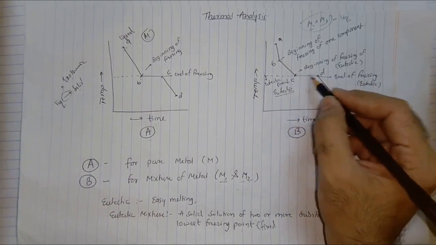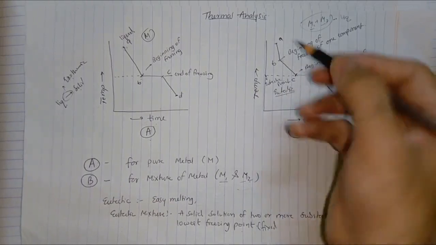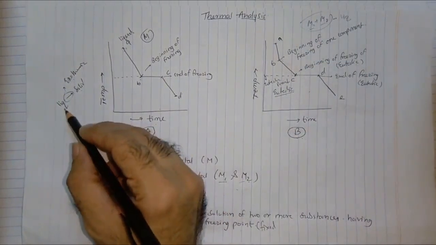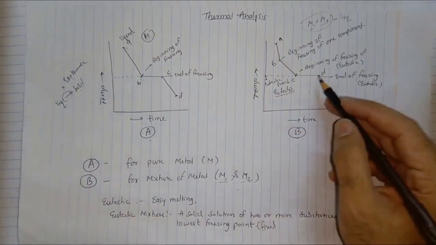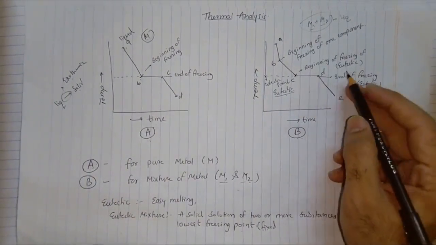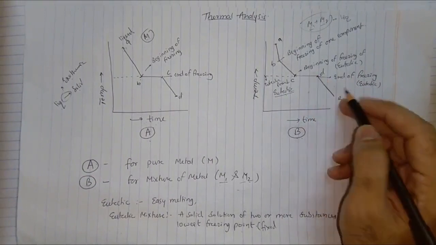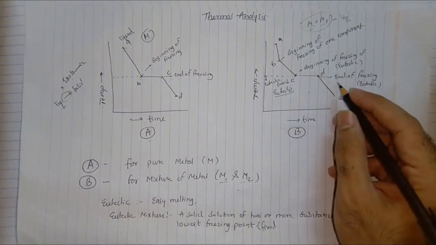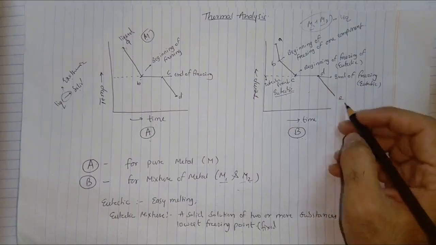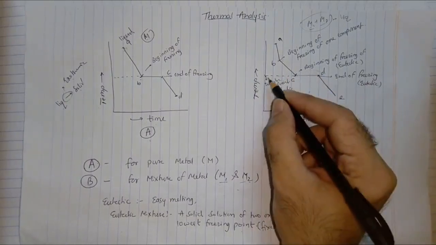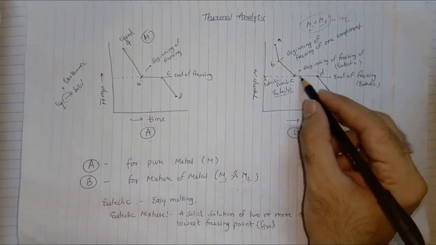Till D, again the temperature will not reduce. As I told you, the reason is the same. It is from liquid to solid, an exothermic process, and that is why the temperature will not reduce till D. Everything will solidify, and after that the temperature will reduce from D to E. So this is your eutectic point, and this is for the eutectic mixture.